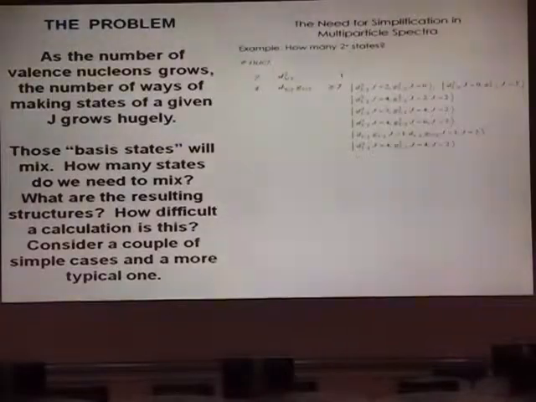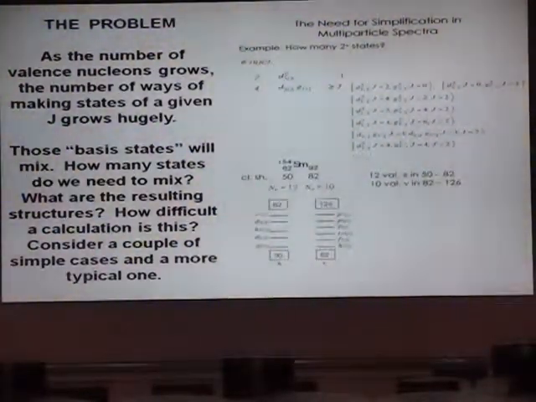Is that clear? Now if I have a nucleus with these 4 particles occupying these 2 orbits, and I can make 7 2 plus states, one of them will be the lowest. But in all probability, the wave function at lowest will not be just one of these components, but it'll be some linear combination, some mixture. And that will depend on the details of the interactions.